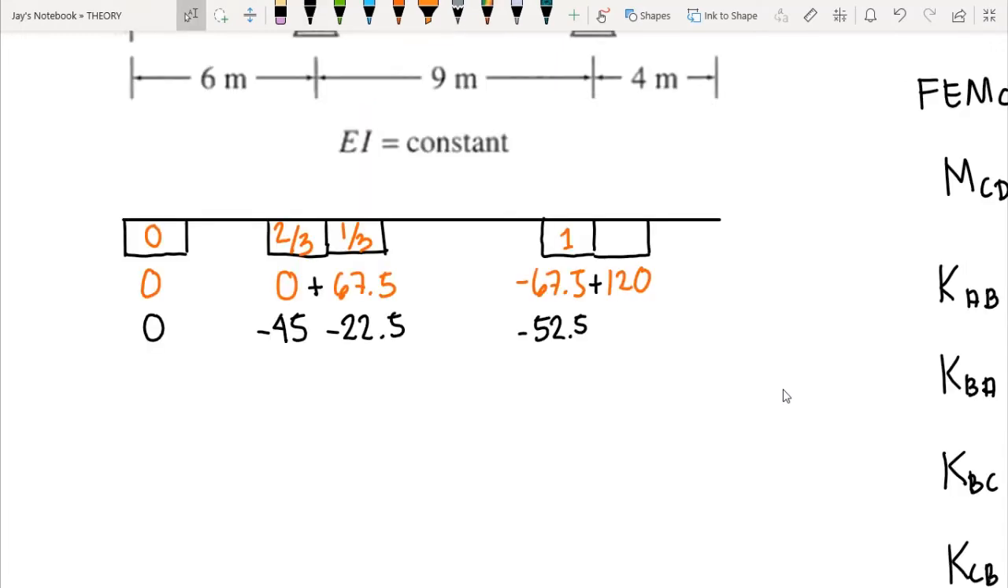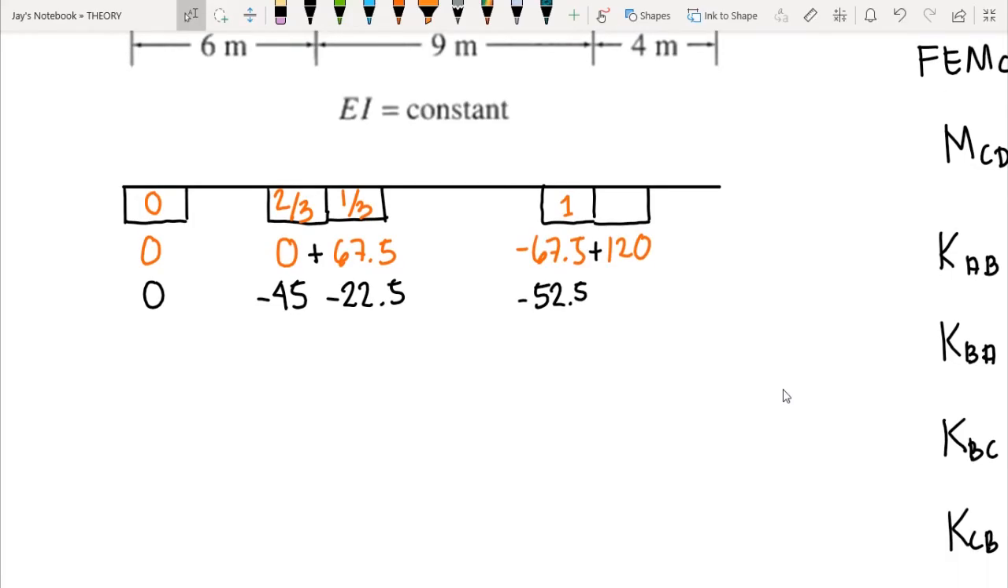But since we eliminate the overhang side here, we only have the left side of C as being included in our analysis. Okay, so therefore we stop at 120 on the right side of C. So in this case, we can carry over the moment.